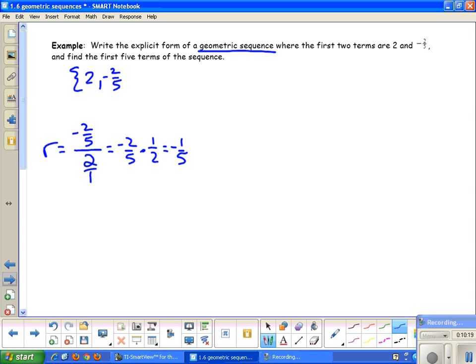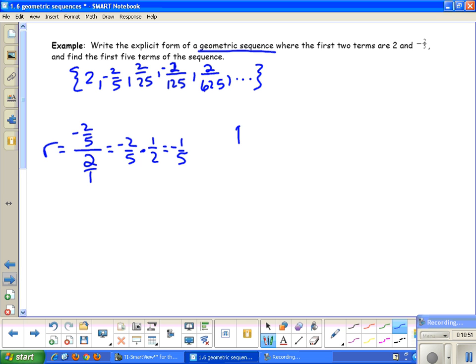So 2 times negative 1/5 gives me negative 2/5. Negative 2/5 times negative 1/5 gives me 2 over 25. So 2 over 25 times negative 1/5 would give me negative 2 over 125. And then times another negative 1/5 would give me 2 over 625. So now I have the first 5 terms of the sequence.